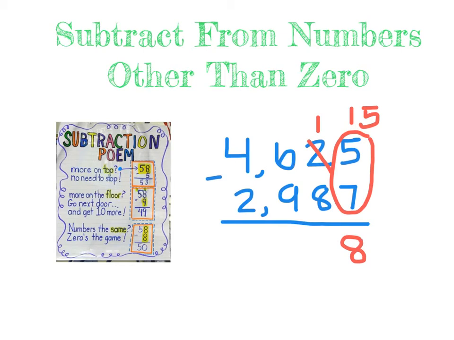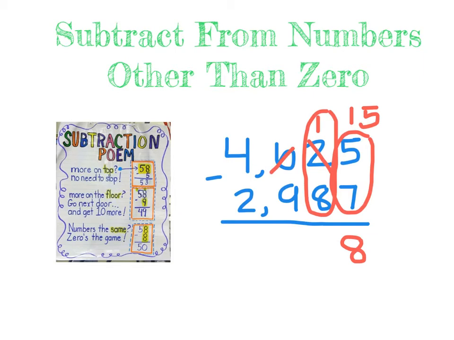Now I'm going to move to my 10 column. And again, I'm going to circle my 10 column because I know that's all I'm focusing on right now. So now I have a 1 up here because it was a 2, but I had to borrow 10. So now it's a 1, and then I have an 8. So I need to ask myself, is there more on top or is there more on the floor? Since 8 is bigger than 1, there's more on the floor. So again, boys and girls, I have to go next door and get 10 more.